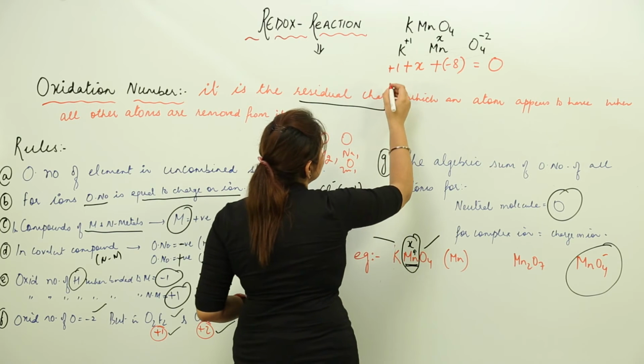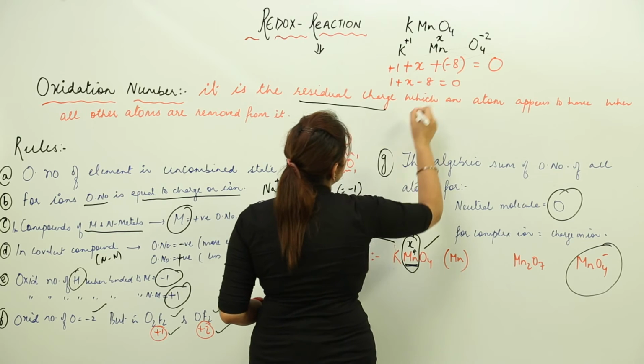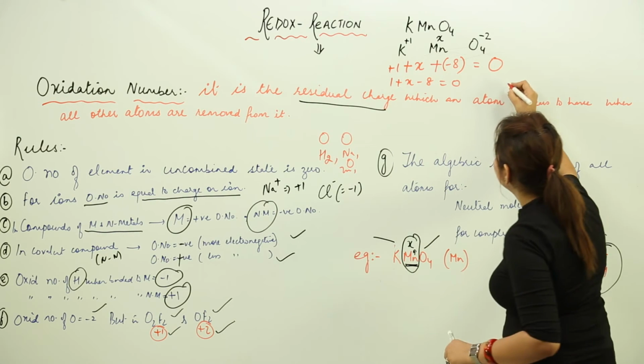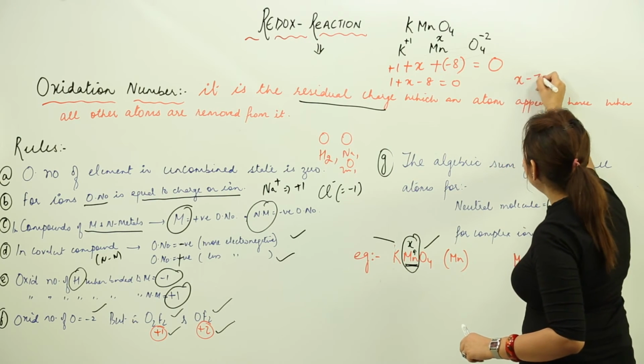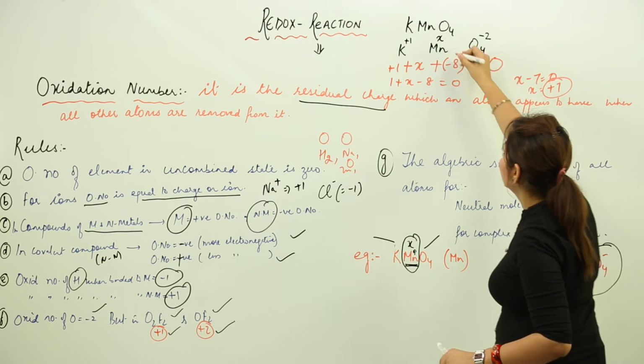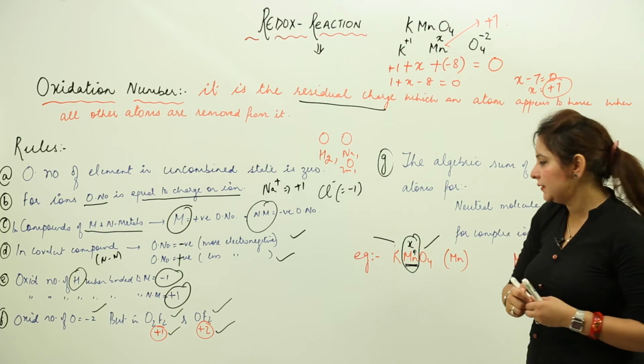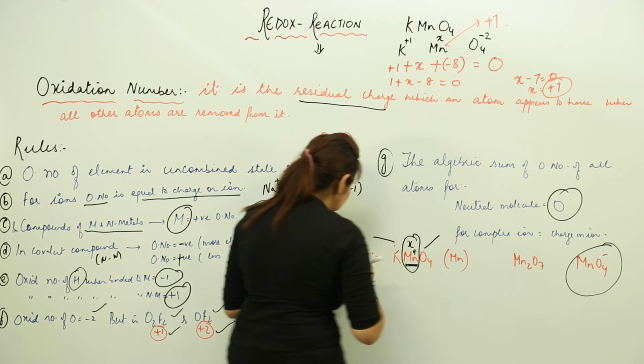So just solve it. We get 1 plus x minus 8 is equal to 0, or x minus 7 is equal to 0, or we can write x is +7. So that means the oxidation state for manganese is +7. Let us take another example.